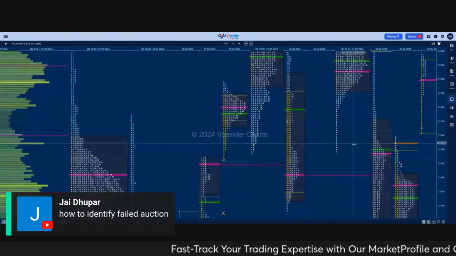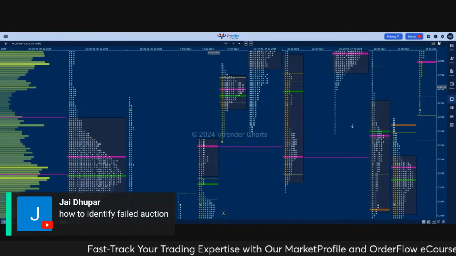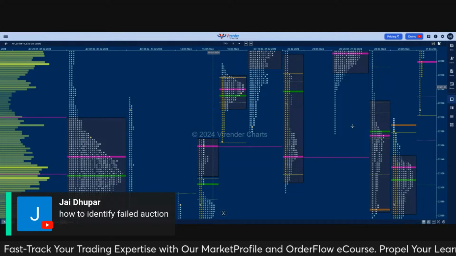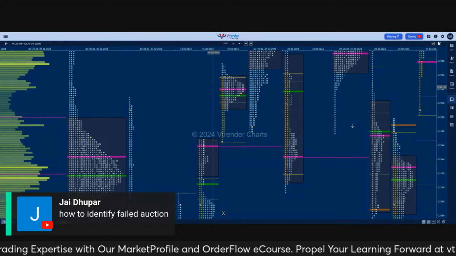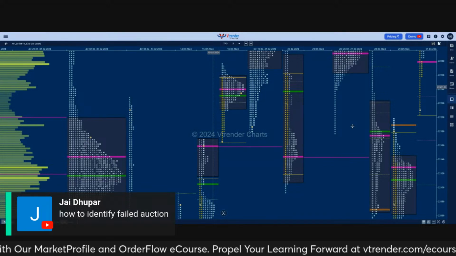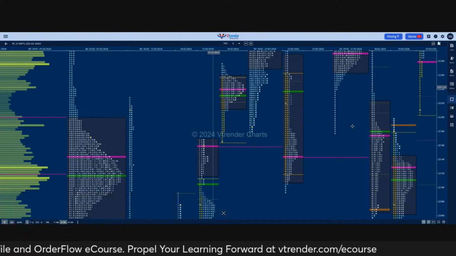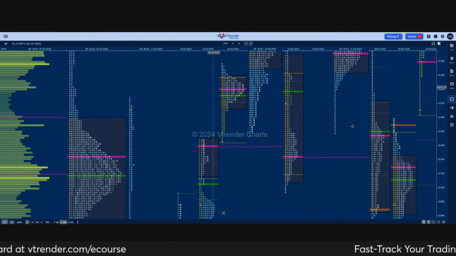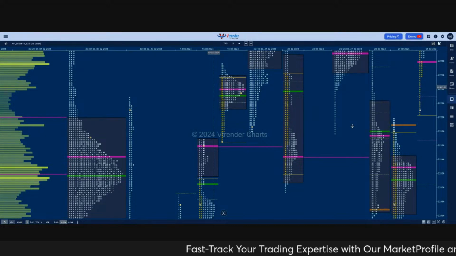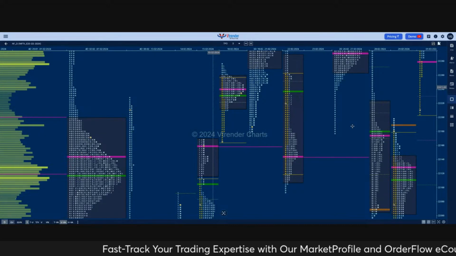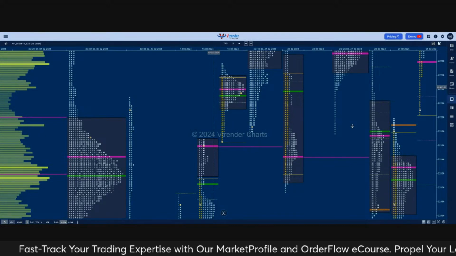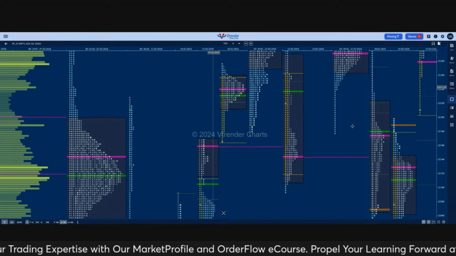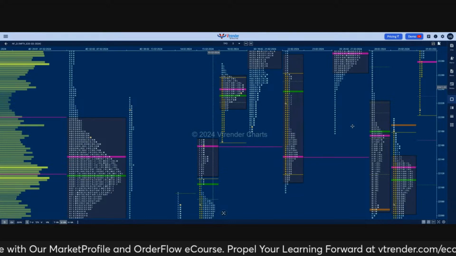Failed auction is a very important concept in market profile. As I mentioned, failed auction is telling us that one of the parties has failed. It is either the buyer or the seller. And how do we identify that? We have the first ever range in the market profile, which is known as the initial balance. After the initial balance, any attempt to move out of the initial balance is looked upon as a buyer or a seller effort.